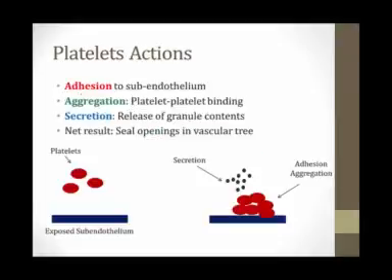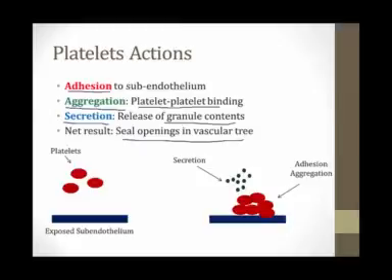The process of forming a platelet plug is generally divided into three steps. First, platelets must undergo adhesion to the subendothelium. Next, they must undergo aggregation, where platelets bind to one another to form a plug. And then finally, the platelets must undergo secretion, where they release stored contents in their granules. This will activate other platelets, and the net result will be recruitment of multiple platelets to form a plug and seal openings in the vascular tree. So in the next few slides, I'm going to talk about each of these steps and break them down and go through them one at a time.